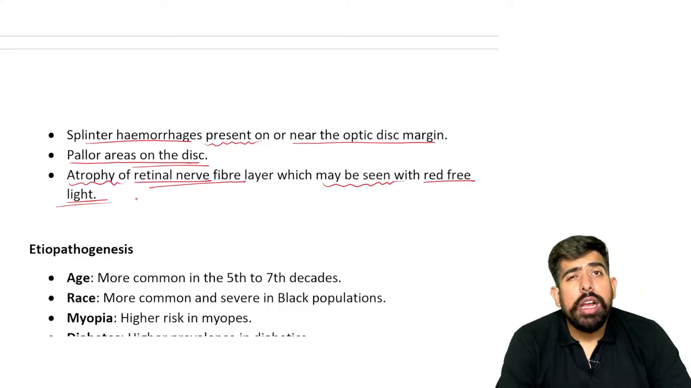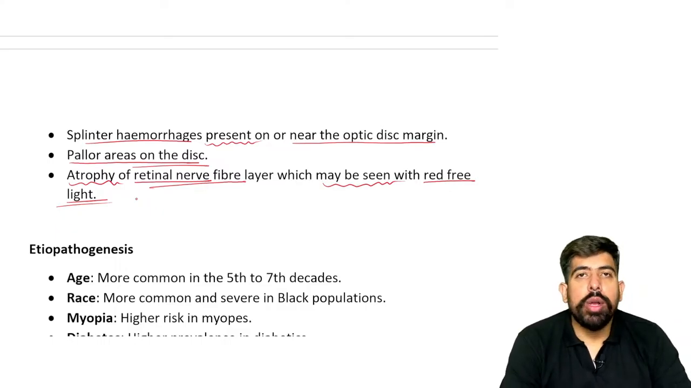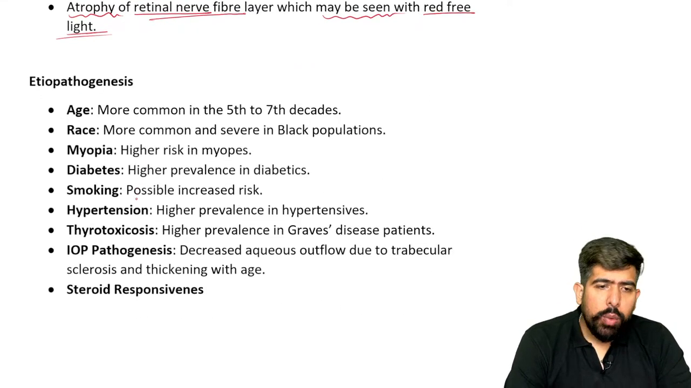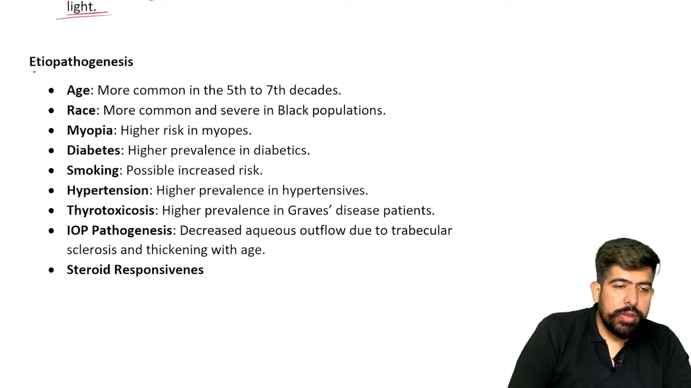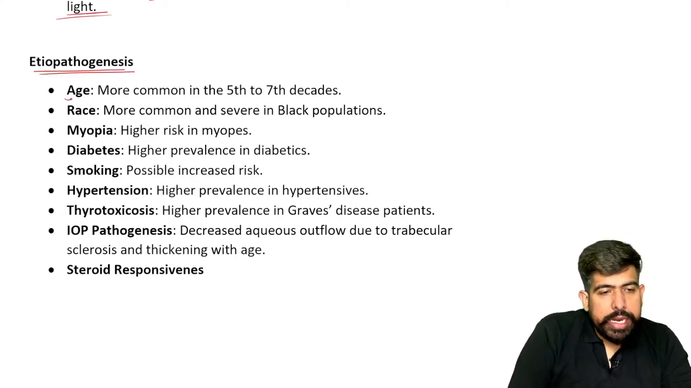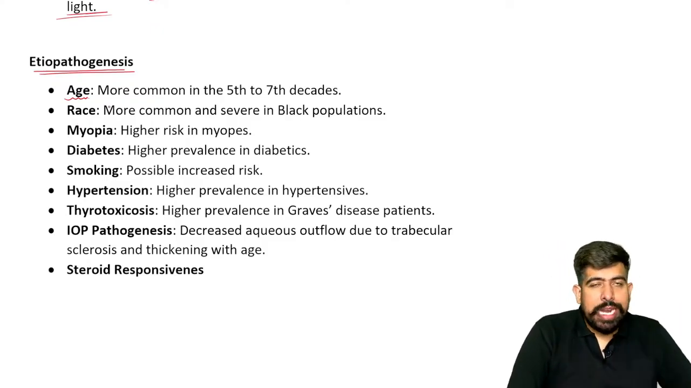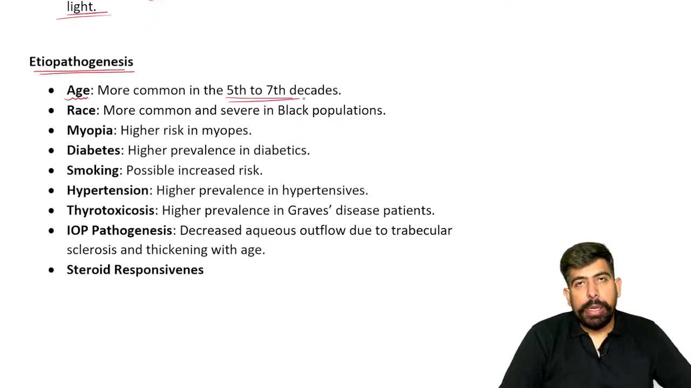There are the layers of the retina which we will talk about in the later part. The layers are going to be affected, atrophied, right? What is the pathogenesis? The age. First of all, as we talked about, it is seen in older ages, or we can say adult onset. It is more common in the 5th to 7th decade of the patient.